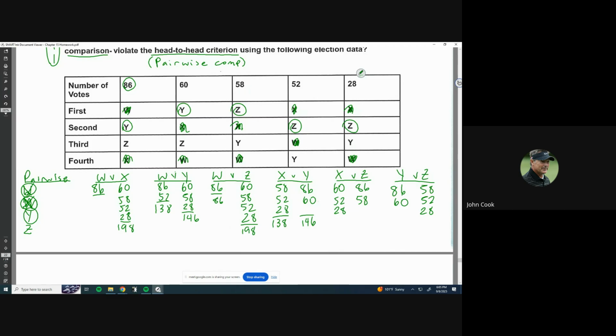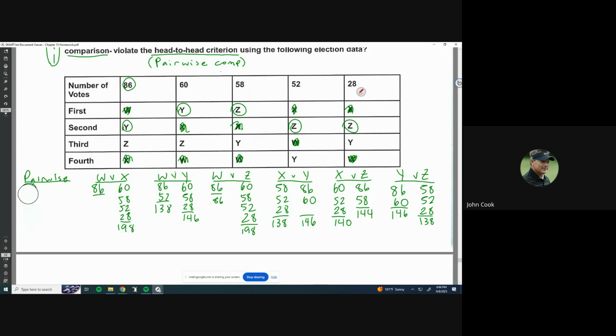60 and 52 and 28 gives you 140. And the other one's going to be 86 and 58, 144. And let's see, 86 and 60, that's 146. And then the last one is 138. Okay, so let's see who wins the pairwise comparison in each of these.